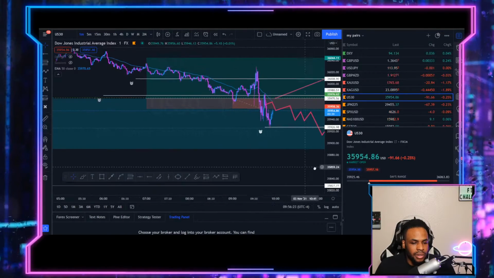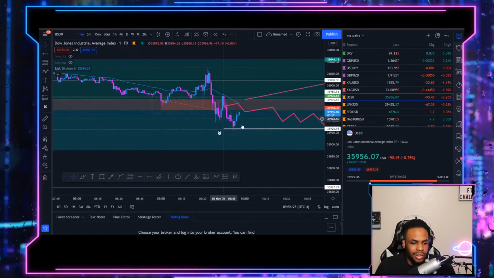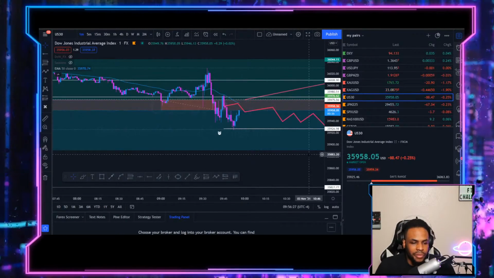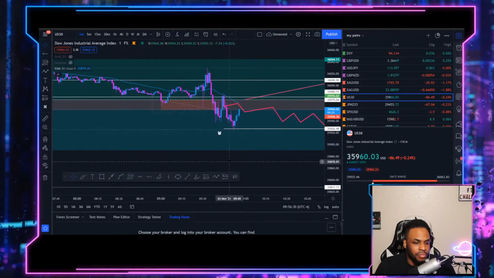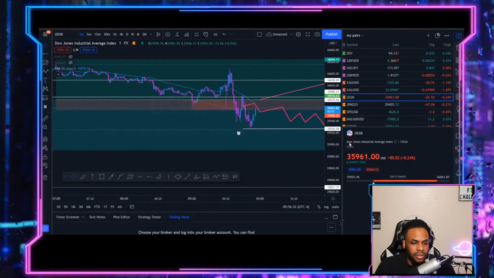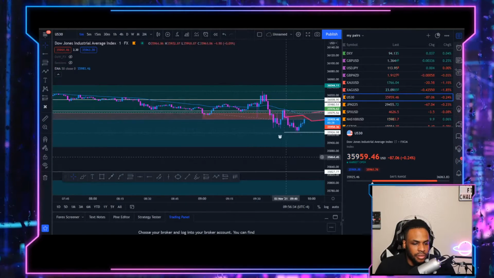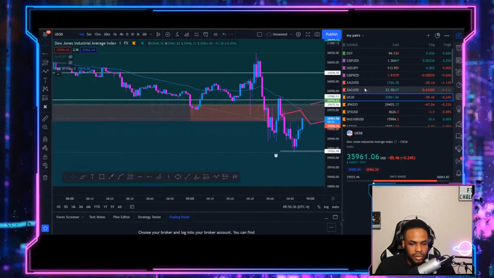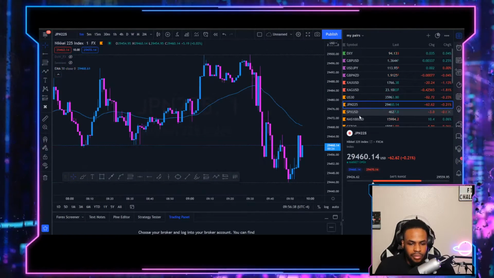Take it to the upside. I don't see it wanting to make the big push from there. Well, hey, you never know. I missed my trade on GBP USD earlier. All right, so yeah, US 30's in my back pocket.